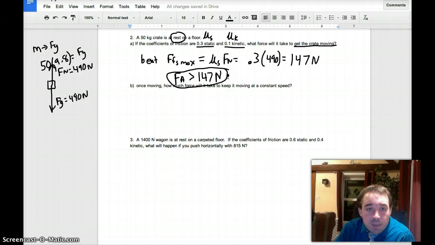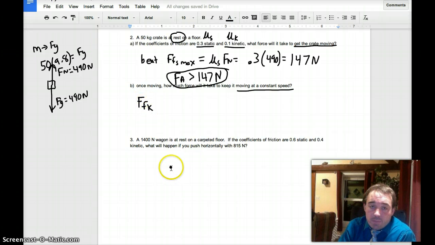Sorry, I blocked it out a little bit. Once moving, how much force will it take to keep it moving at a constant speed? Well, constant speed, now it is moving. Whenever we're moving, we deal with force of kinetic friction.